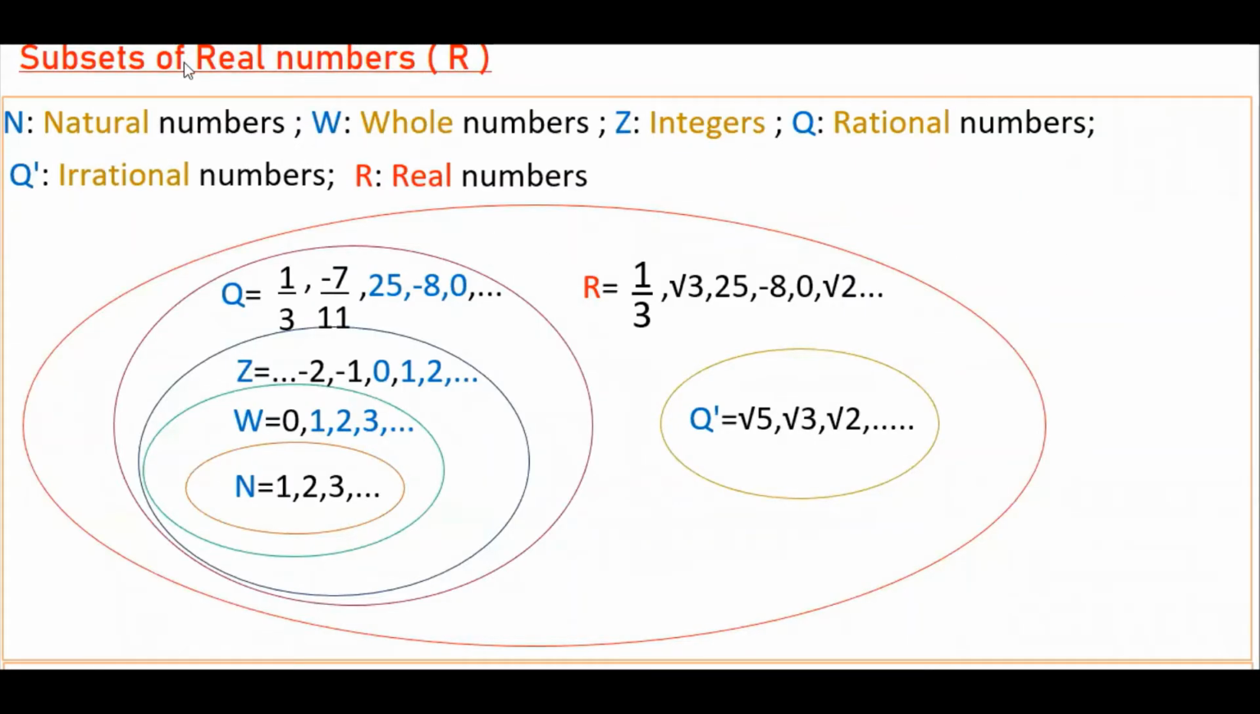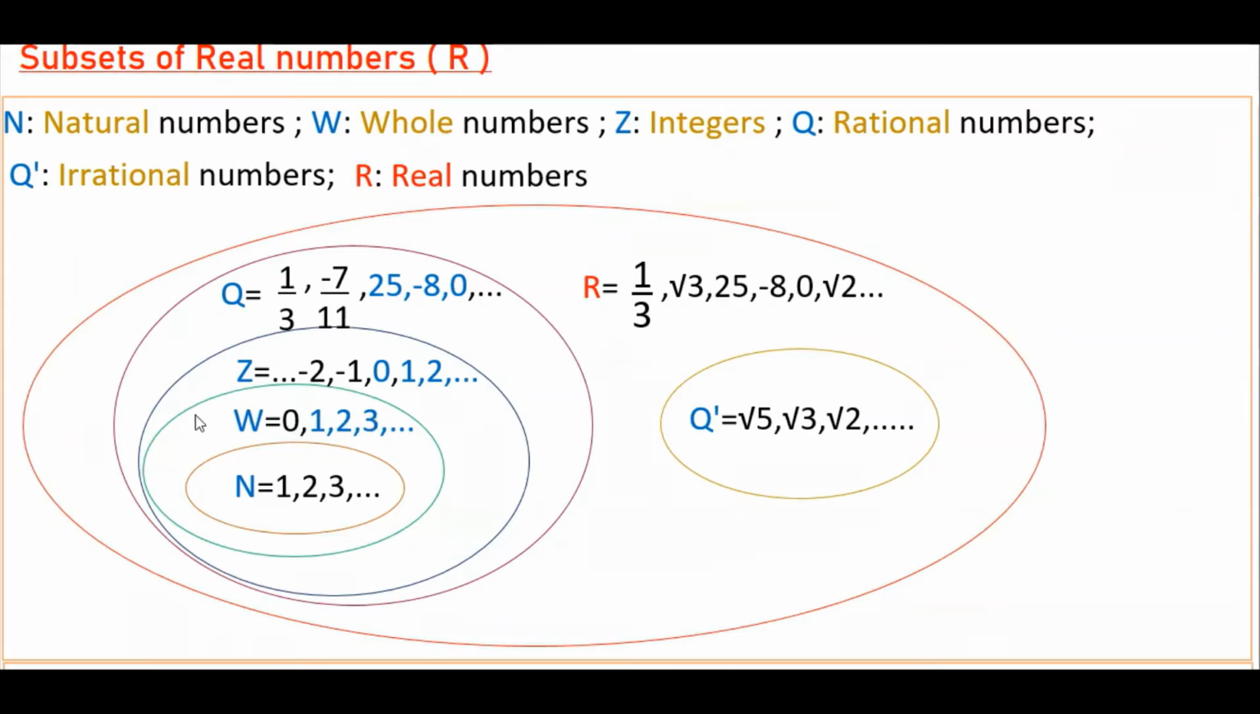Now I am going to tell the subsets of real numbers. So before going to write the subsets of real numbers, we have to know what real numbers are. So you just know about all the numbers. For example, natural numbers, we know that N is equal to {1, 2, 3, ...}. And whole numbers include the natural numbers and 0. So whole numbers start from 0, 1, 2, 3.